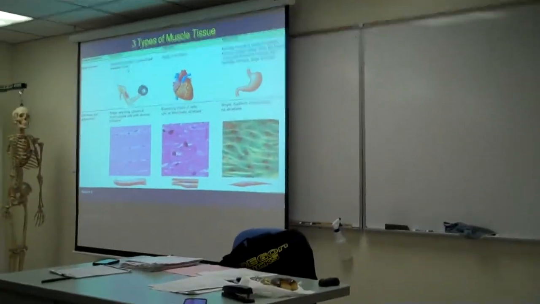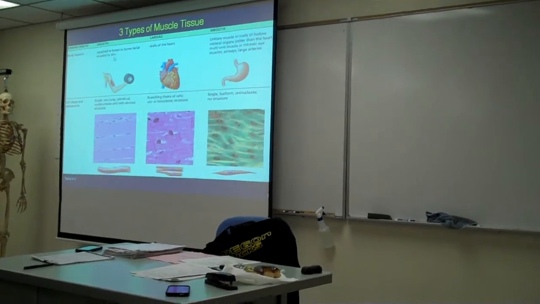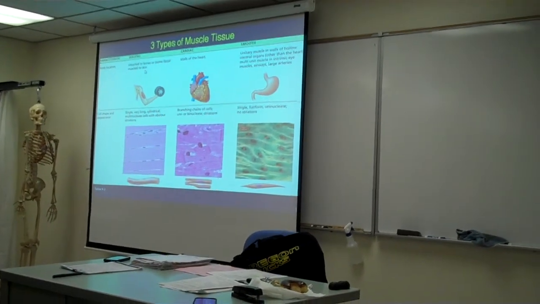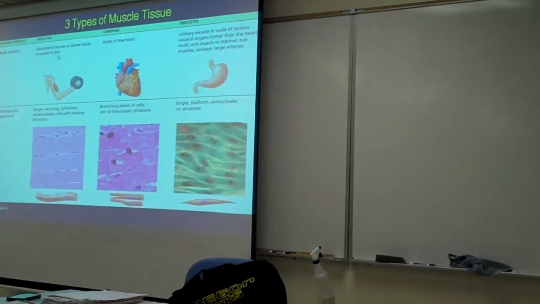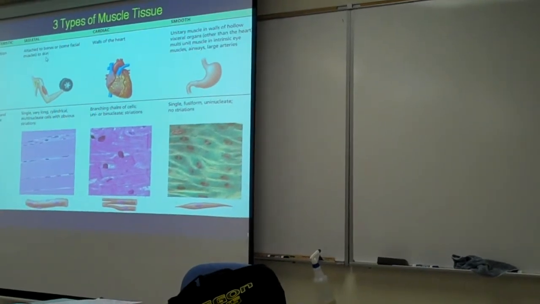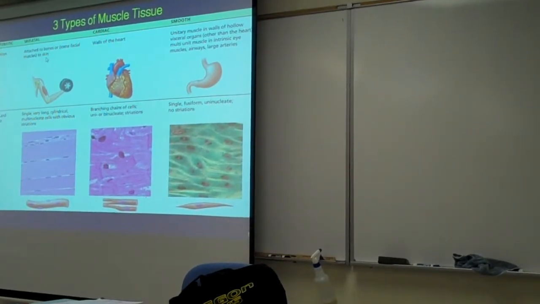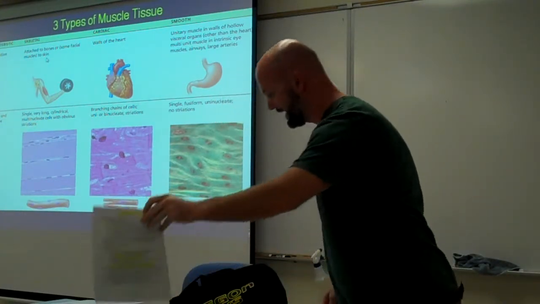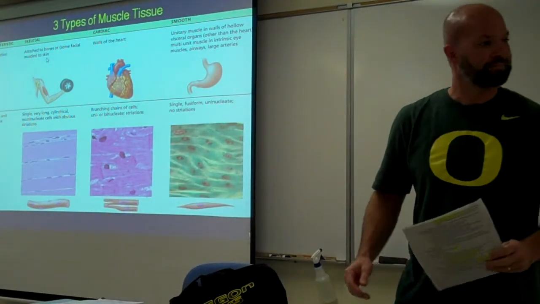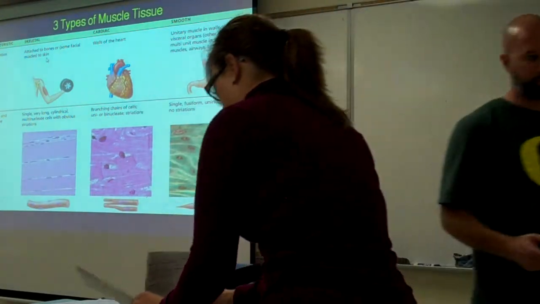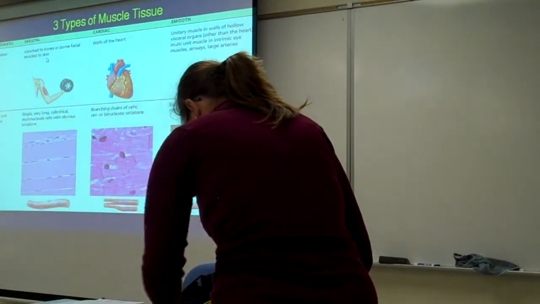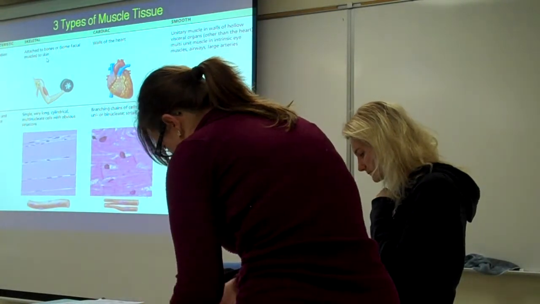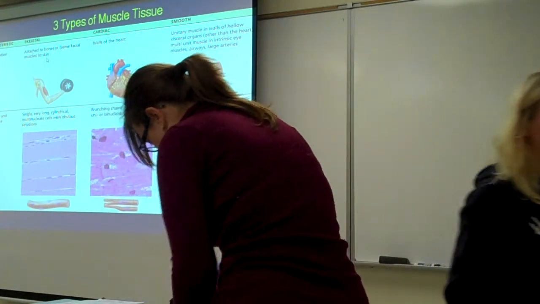What do skeletal muscles have that smooth do not? Striations. Striations? Mm-hmm. That's a short list. And? How many nuclei? More than two. Multinucleation. Lots.